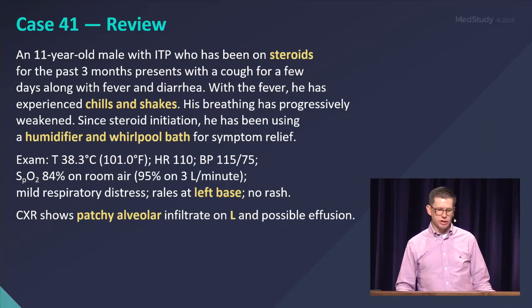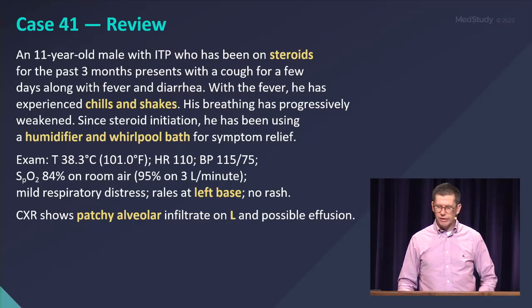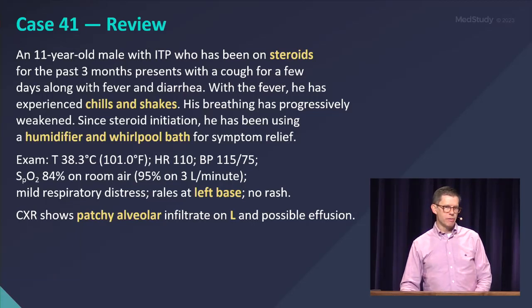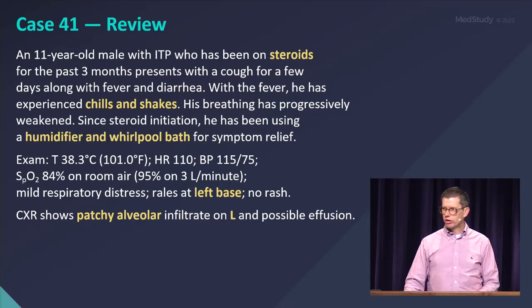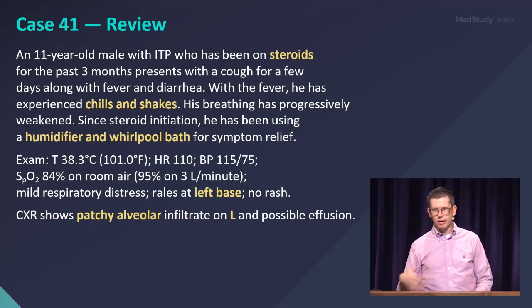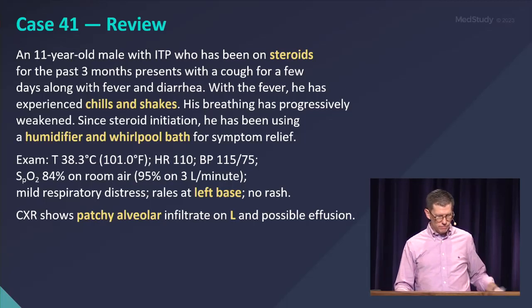Again, the steroids put them at risk from an immune compromise standpoint, and then the humidifier and whirlpool bath, so think about moist environments. There was a lot of concern as we were coming out of the COVID pandemic that in buildings that went unused for a number of months, once their air conditioner systems got back up and running, there would be an outbreak of Legionella. So think about those environments. And the chest x-ray shows patchy alveolar infiltrate, which is usually seen with Legionella. Interstitial disease is more commonly seen with your atypical pathogens, and Legionella often tends to be unilateral as well.